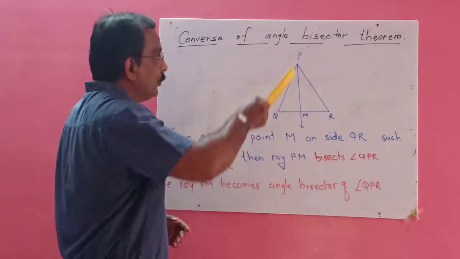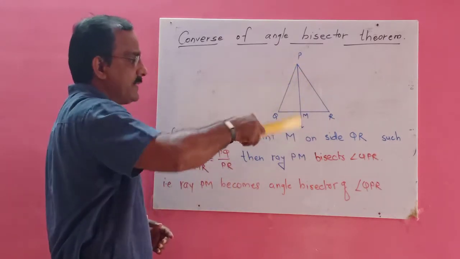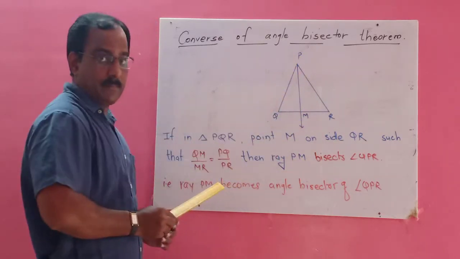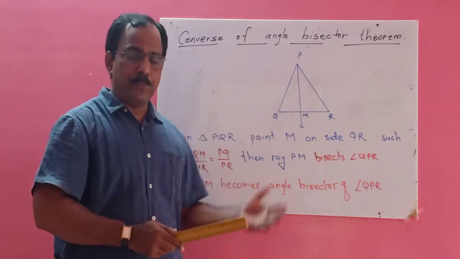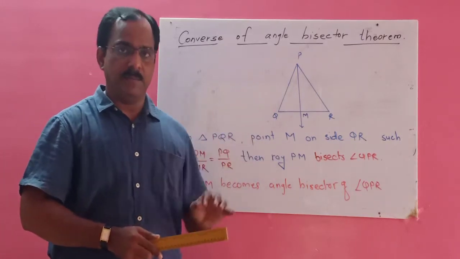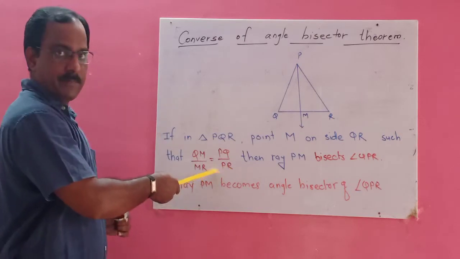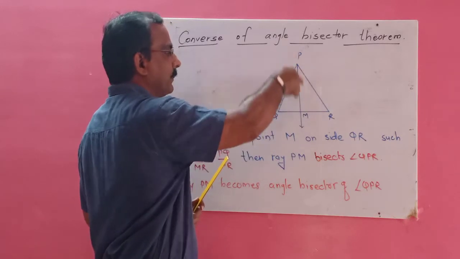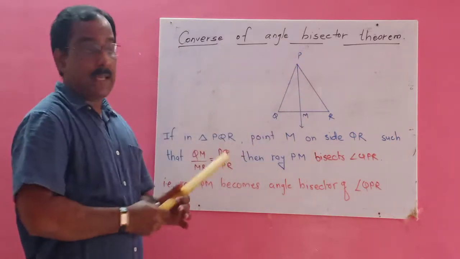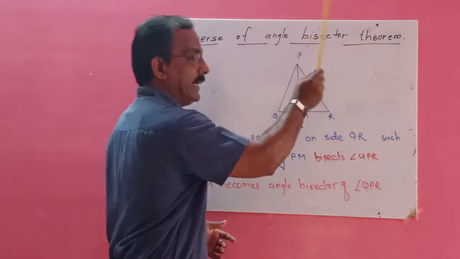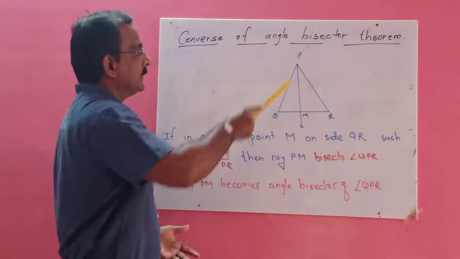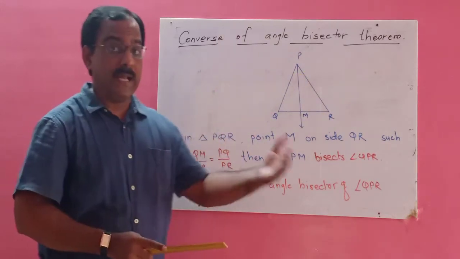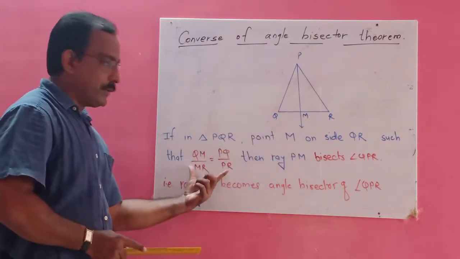Then you will call this line the angle bisector of this angle. Whatever we have to prove in the angle bisector theorem is given here. These two angles are not equal, so this is not a bisector, but by the converse of the angle bisector theorem, we can prove that this is a bisector of angle P. For that reason, this condition is required.